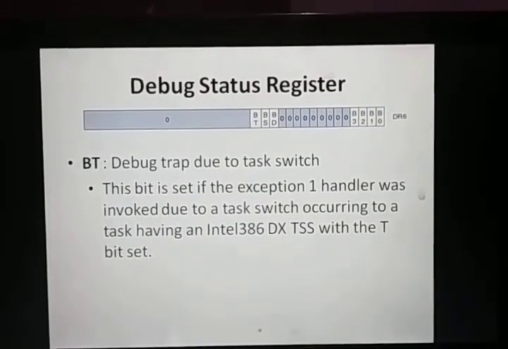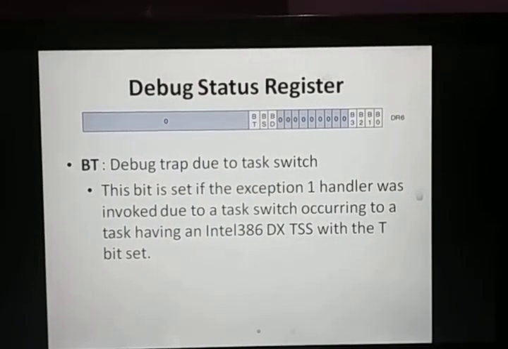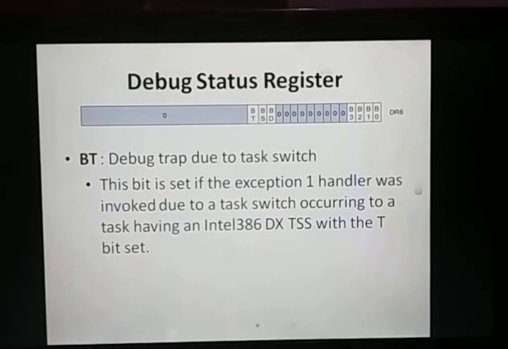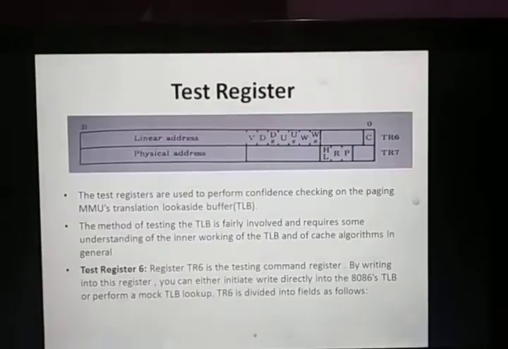Then the BT bit. The BT bit is related to task switching. Whenever a task switching operation is performed, the BT bit is set to 1.